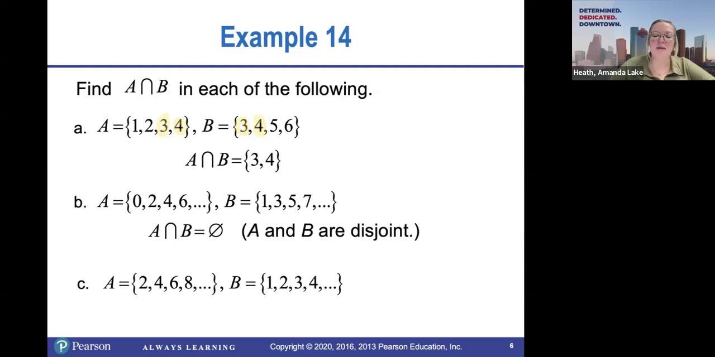And then lastly, A is the set of all of the even natural numbers, but B is all the natural numbers, starting with 1, counting up. 2 is going to be in A and B. 4 is in A and B. 6 will be in both A and B. So the intersection of A and B is actually just all of the set A, all of those even numbers, because 6, 8, all the even numbers will belong to B also.